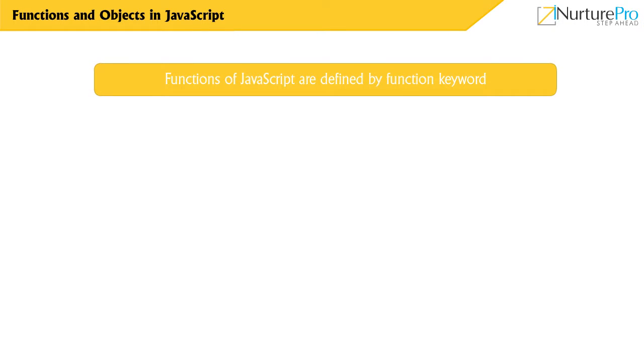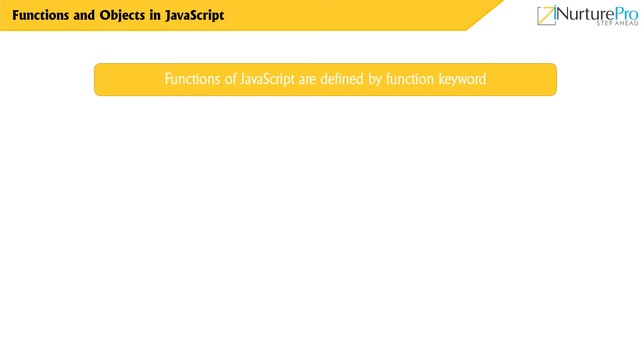A JavaScript function is a block of code designed to perform a particular task. Functions in JavaScript are defined by the function keyword. A JavaScript function is executed when it is invoked or called.